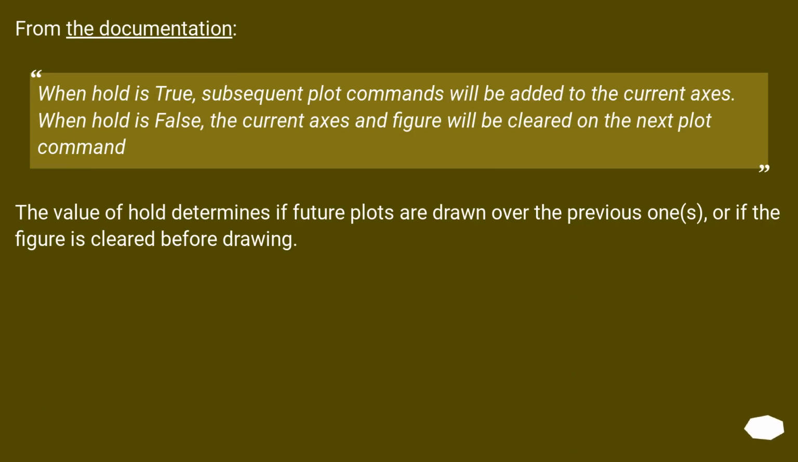from the documentation. When hold is true, subsequent plot commands will be added to the current axis. When hold is false, the current axis and figure will be cleared on the next plot command. The value of hold determines if future plots are drawn over the previous ones, or if the figure is cleared before drawing.